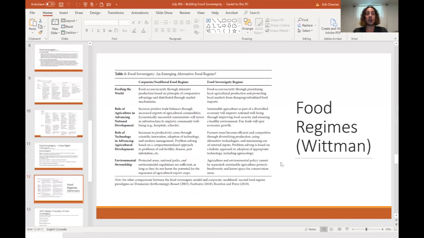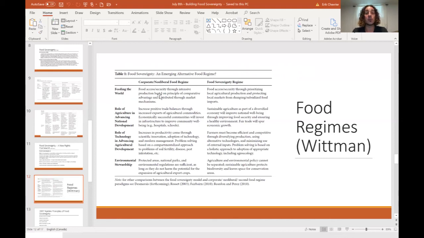So if we look at Hannah Whitman, she looks at the different issues that are being defined through these different frameworks. Here she differentiates between the corporate neoliberal framework and the food sovereignty regime. These two frameworks will orient people towards different solutions to these different problems. So, how would a corporate neoliberal framework look at feeding the world?